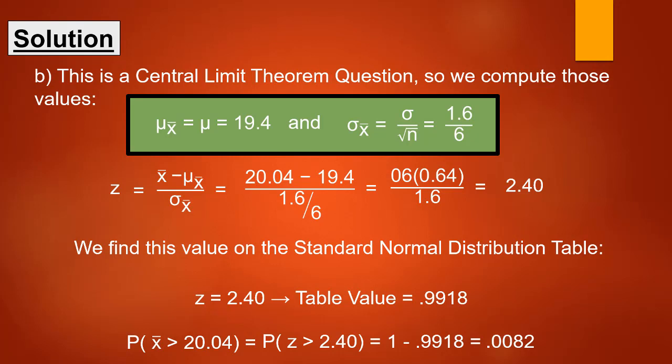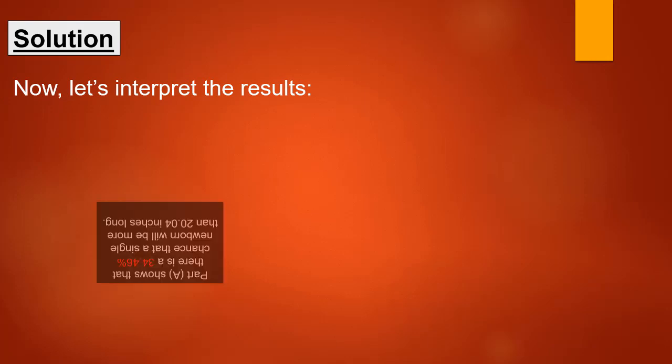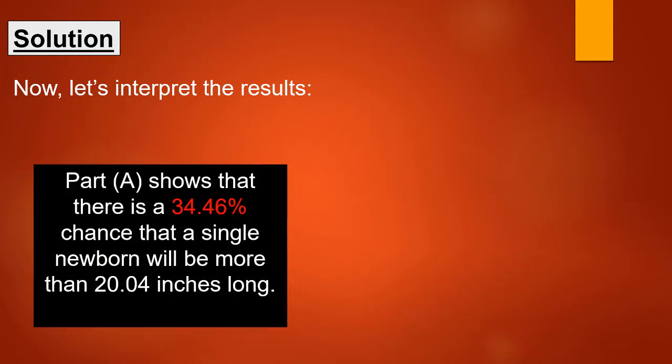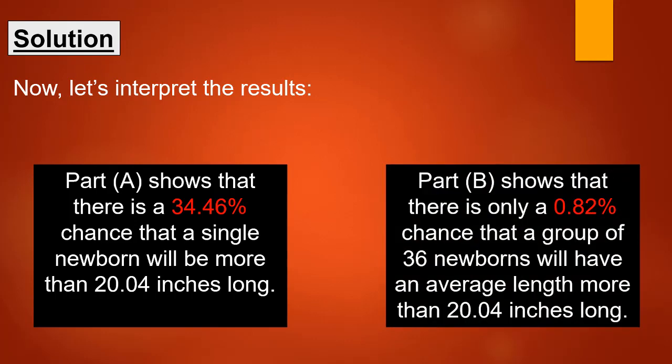So if we interpret our results here, what does Part A tell us? Well, it shows us that there's a 34.46% chance that a single newborn baby will be more than 20.04 inches. 20.04 inches is long for a baby. Most babies are between 18 and 19 inches. So this is pretty long. What Part B shows us, though, is that there's only a 0.82% chance that a group of 36 newborns will have an average length more than 20.04 inches long.